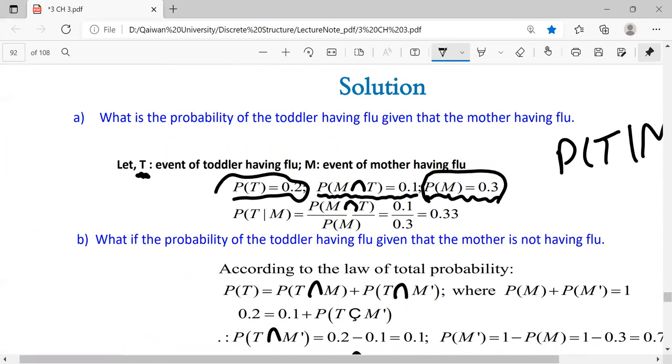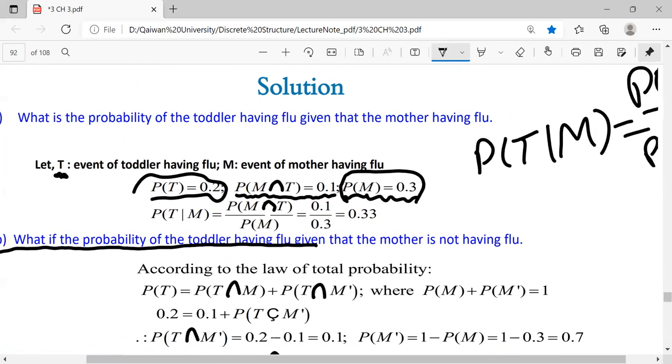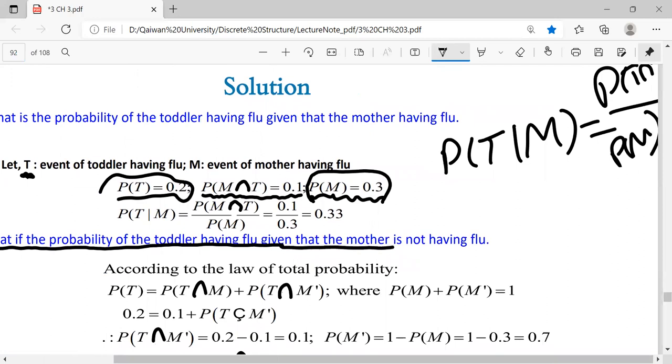The second question says, what's the probability of the toddler having flu, given that the mother is not having flu? We have given that the probability of the mother having flu is 0.3. So what's the probability that the mother is not having flu? It's 0.7.